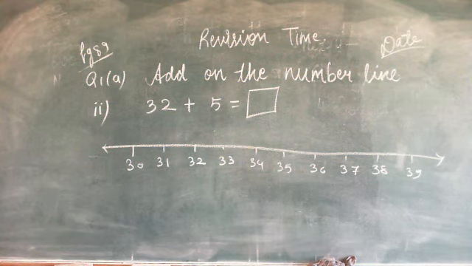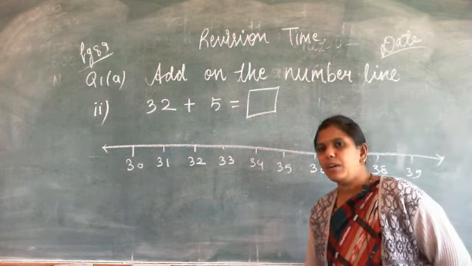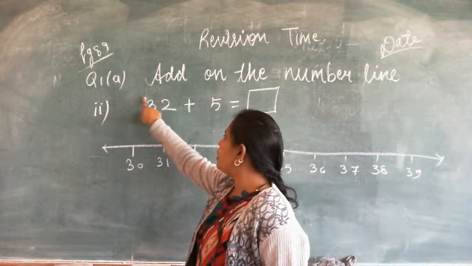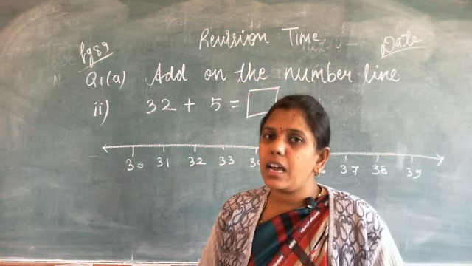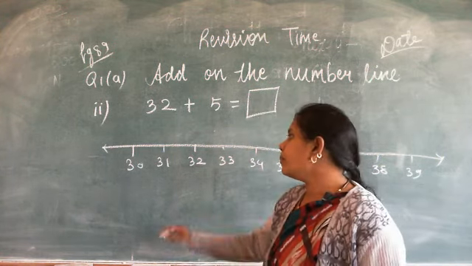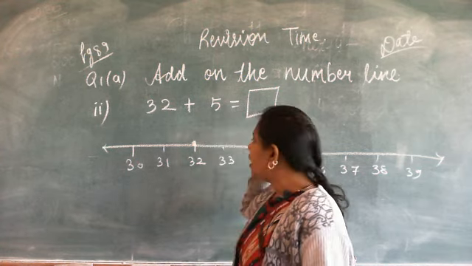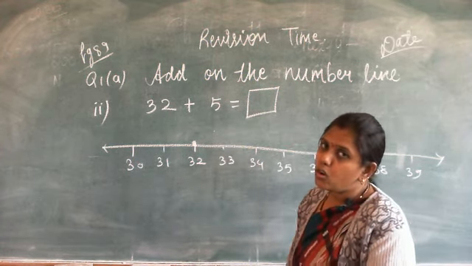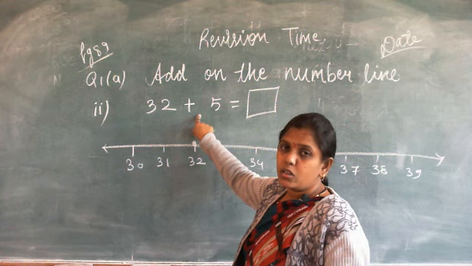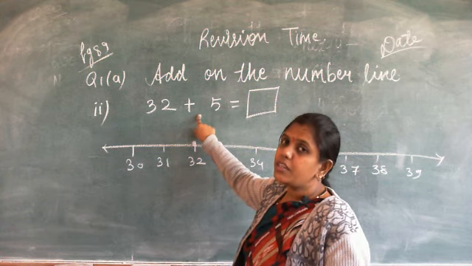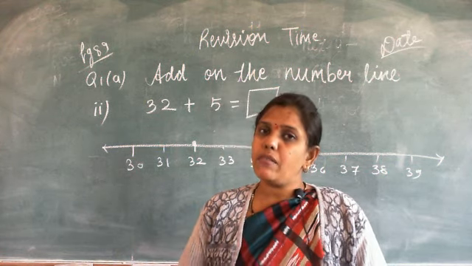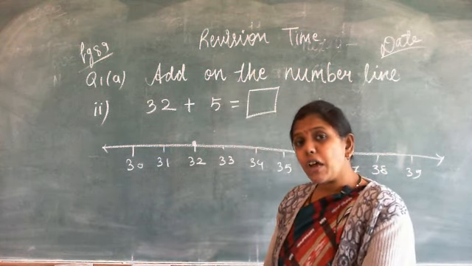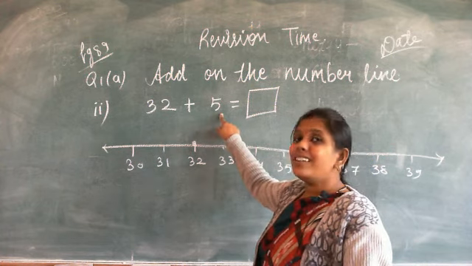Now we will solve the question. We will add 32 and 5 using the number line. So first the number is 32. That means on which number you are standing on the number line? On 32. So make a big dot on number 32. This is also a question of addition. So in addition, in which direction we move? We move forward direction. One by one steps, but how many steps we have to move? That will depend on our second number.